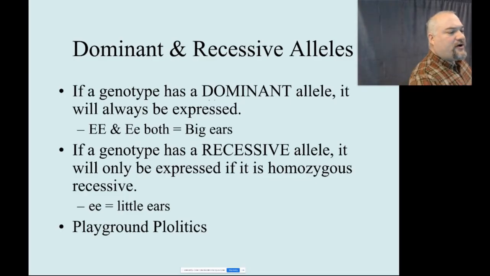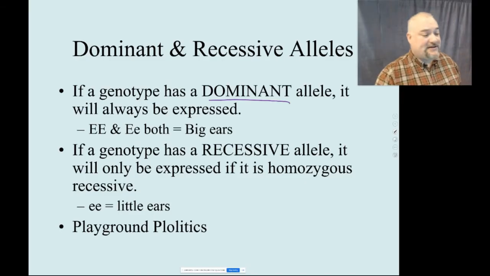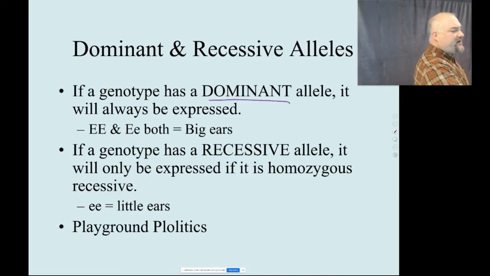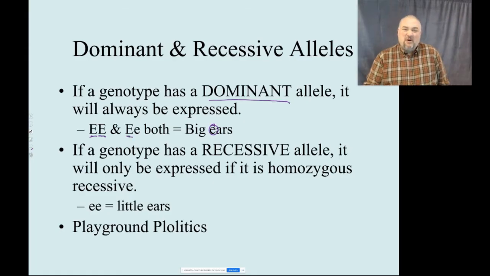Now, we did this one already in the vocabulary section. So dominant, we portray with a capital E. In this, if we're doing ears, right? We'll do capital E, for ears. And dominant is the big letter, right? Bigger folks tend to be more dominant.